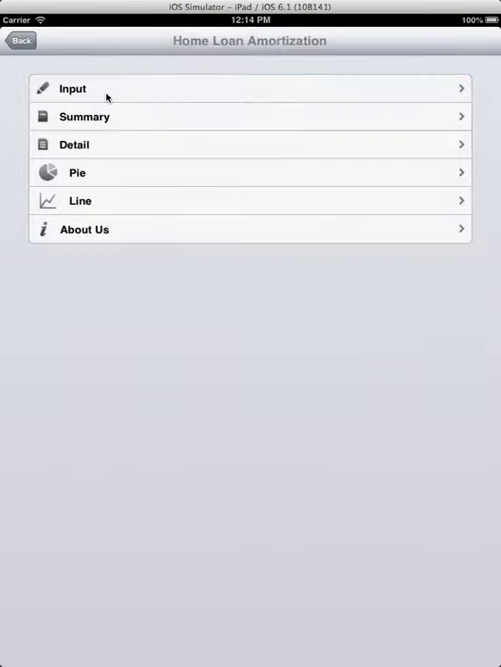And then here the pie chart of the principal versus the interest, and then various line graphs of total paid, total principal paid, total interest paid.